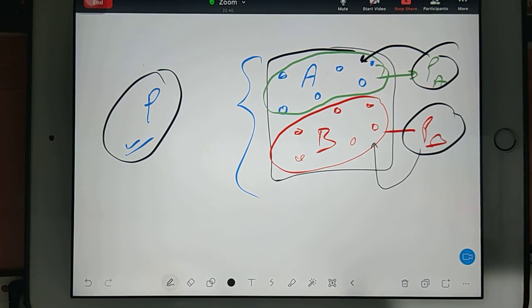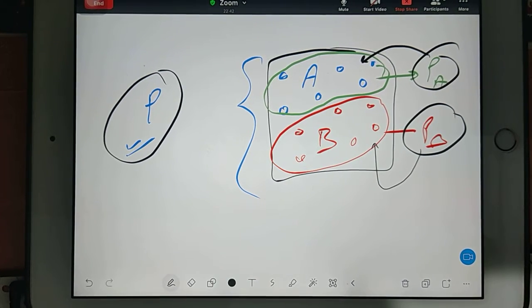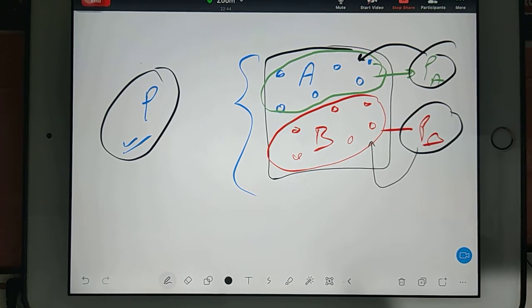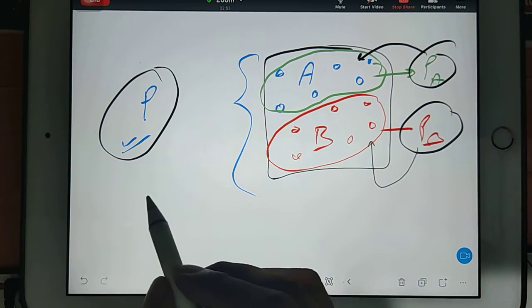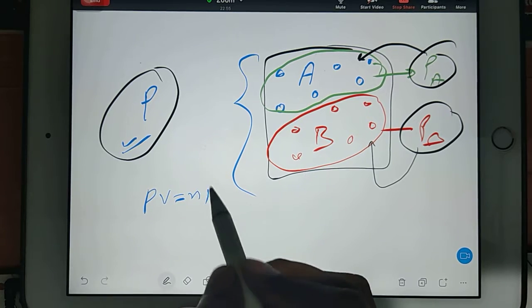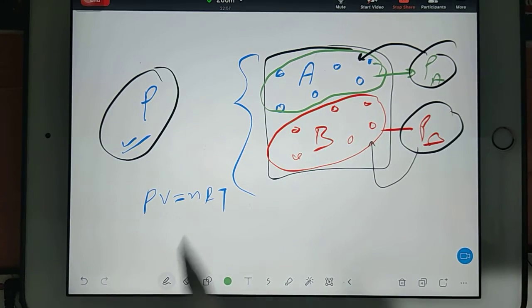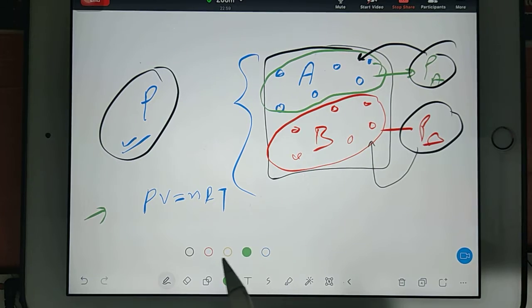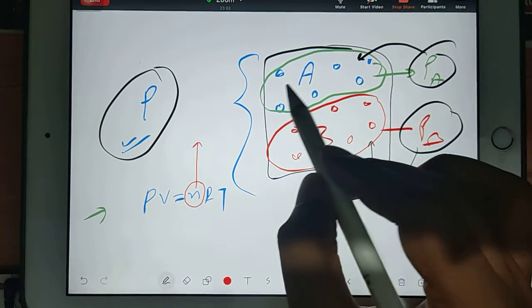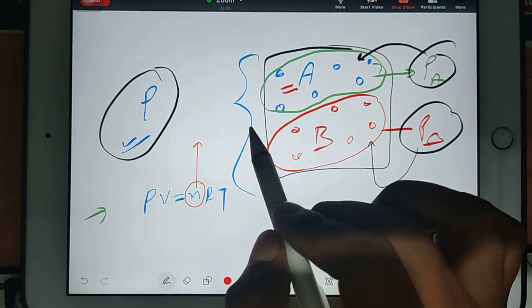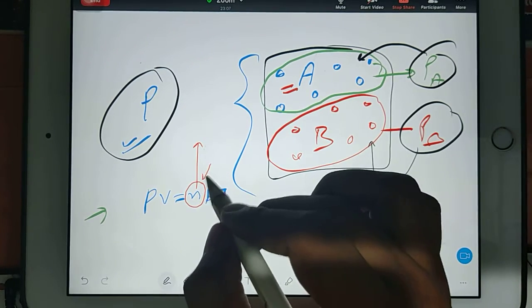So to find out the partial pressure of any single gas, it is very, very easy, because you can do it this way. PV is equal to nRT, you know. In this, n will tell you how many moles we have taken for gas A. So that number you substitute here.